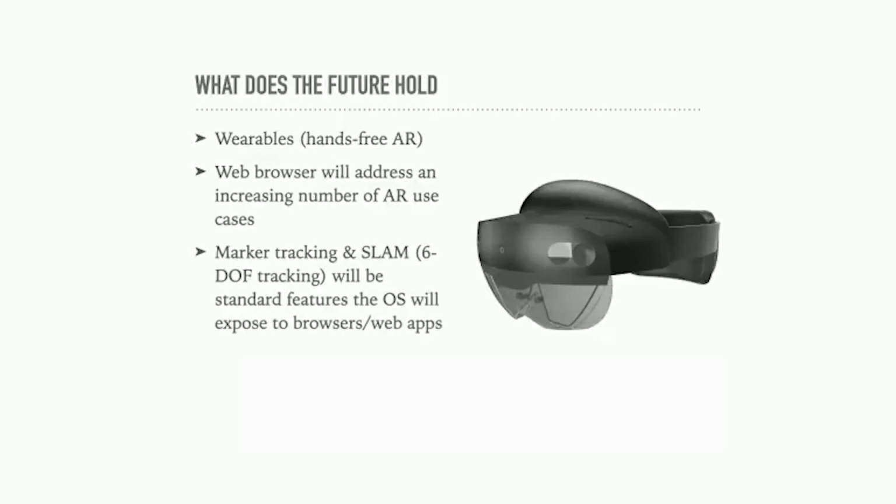All that stuff that's provided by ARjs, like marker tracking and SLAM tracking, I predict those will become standard features the OS will provide and expose to web browsers, native apps, and web apps. We're already starting to see that with ARKit and ARCore, and there's no doubt in my mind that that's just going to become a de facto feature and option as operating systems become more AR savvy in the future.